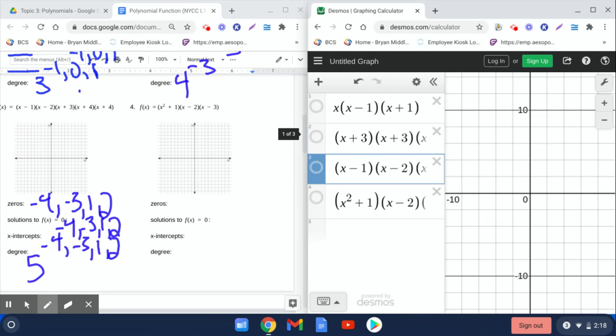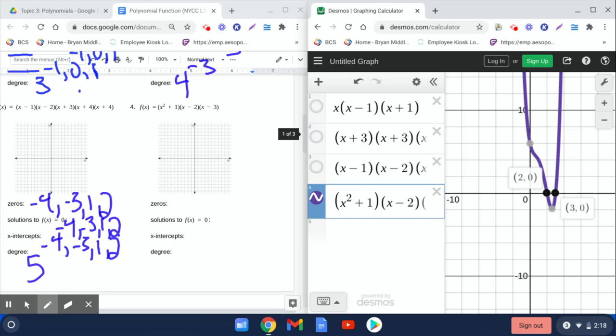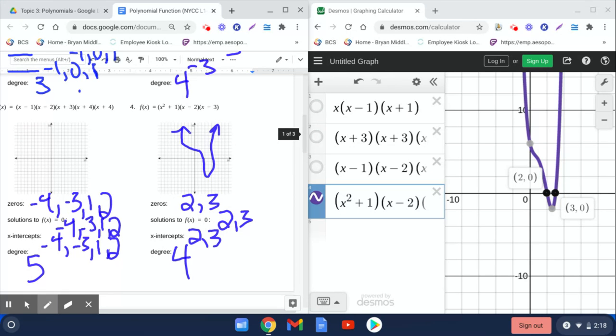All right, let's take a look at this last one. We have x squared plus 1, x minus 2, x minus 3. This one only has 2 zeros. It has zeros at 2 and 3. Those are also the solutions and the x-intercepts. And this one, if you FOIL it all out, it's degree 4. Okay, and if you want to sketch what that graph looks like, something like that.